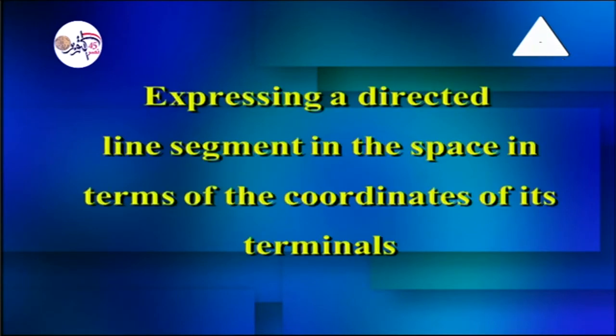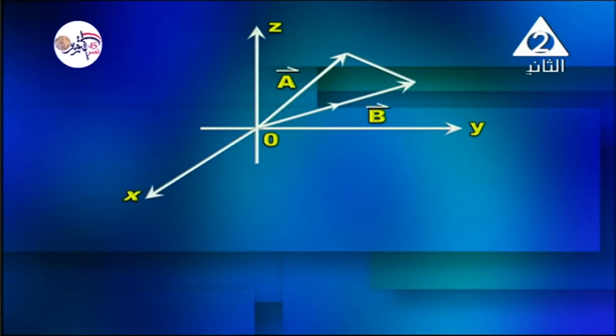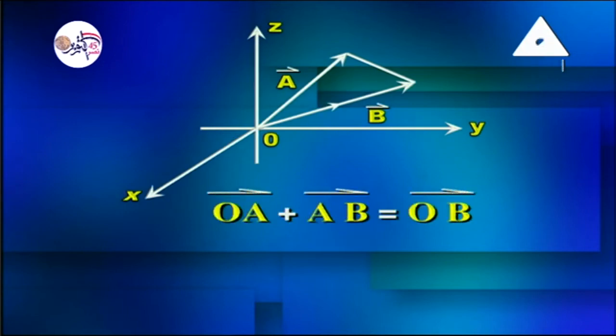Remark: expressing a directed line segment in space in terms of the coordinates of its terminal points. My dear students, look, we have two vectors, A vector and B vector. A vector represents OA vector. AB vector represents AB vector equals B minus A. Look at the direction.